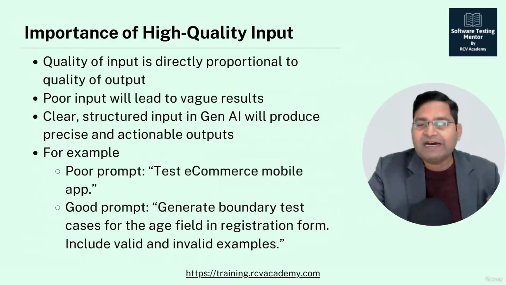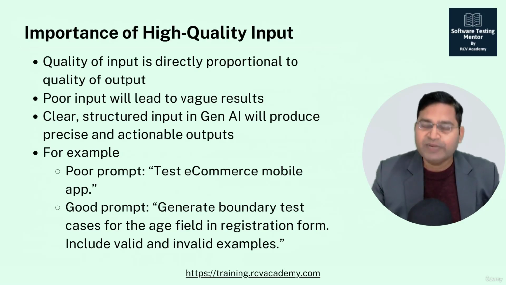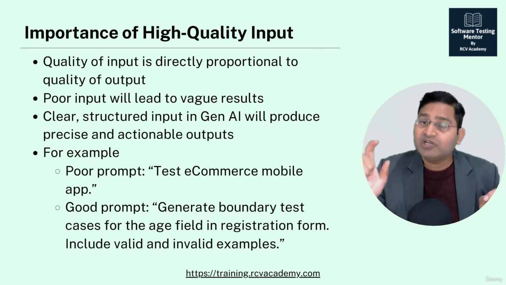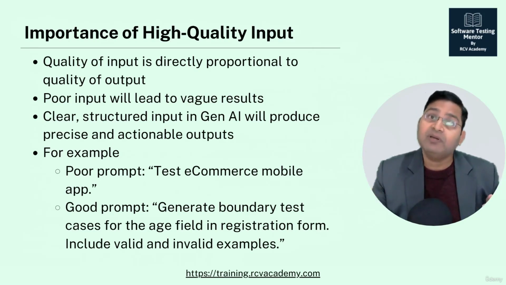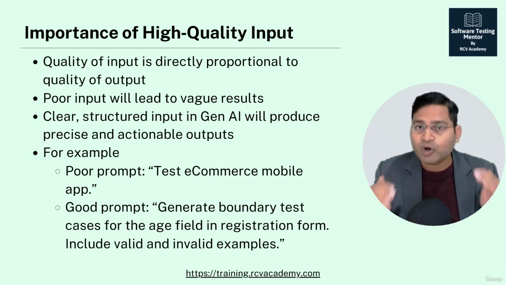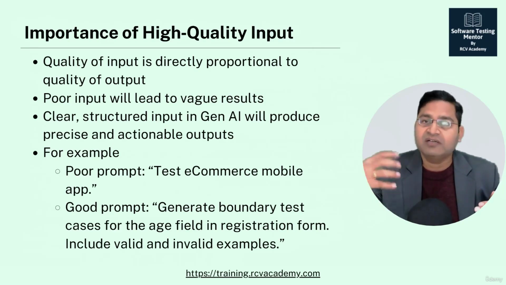Now, what is the importance of high quality input? The quality of input is directly proportional to the quality of output, and briefly I have covered this in the prompt engineering initial video. The better, the higher quality prompt you use in Gen AI, the better output you will get. A poor prompt will lead to vague results. If you have a very generalized prompt, you will get a generalized result. Clear, structured input to generative AI will produce precise and actionable outputs. For example, if you want clear test techniques to be suggested, you need to prompt better with the right examples, with the right user story, with proper data, the output format, and then you will get a structured, actionable output from Gen AI.